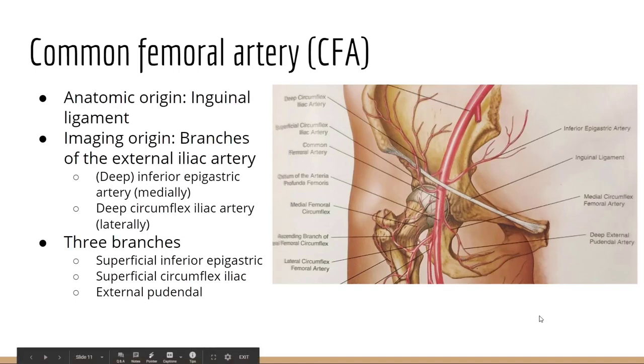That's why we like to note the branches of the internal iliac as well as the common femoral in cases of pelvic trauma.